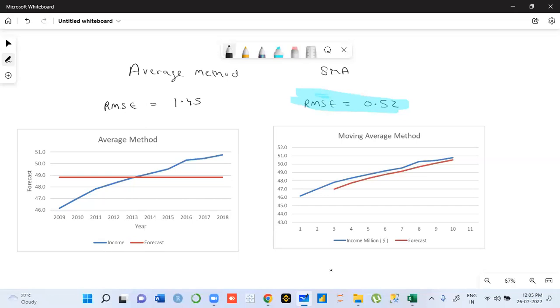This is not real data. This is just to understand the pattern. Are you clear? Any question? Okay, let's take one example where I'll go more in depth into SMA.